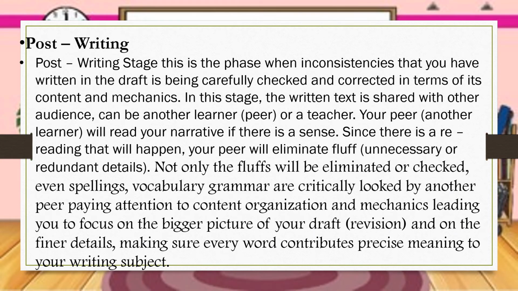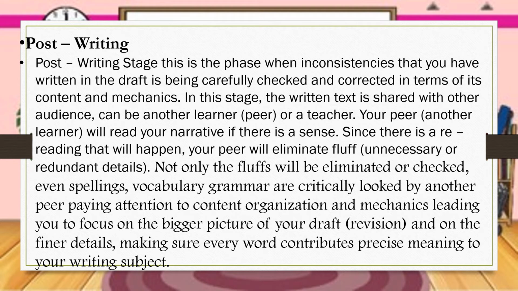In the post-writing stage, ipapakita natin dito, i-correct natin, i-check natin yung draft. It is being carefully checked and corrected in terms of its content and mechanics. In this stage, the written text is shared with another audience, which can be another learner, a peer, or a teacher who will read your narrative.